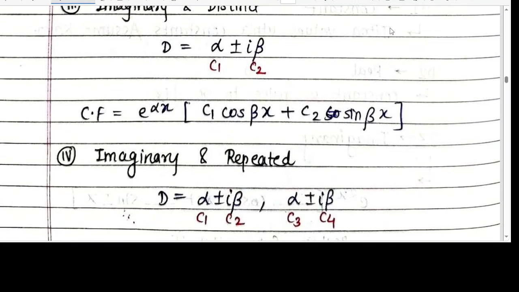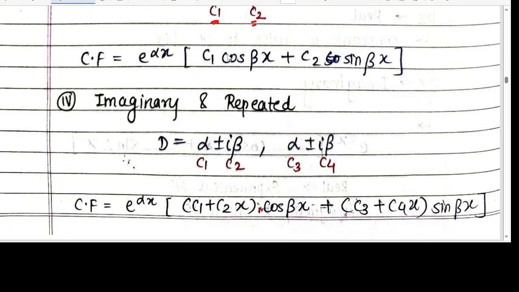Suppose the roots are imaginary and distinct, alpha plus i beta and alpha minus i beta. So here the corresponding CF is e raised to alpha x, this is the real part, then c1 cos beta x plus c2 sin beta x.